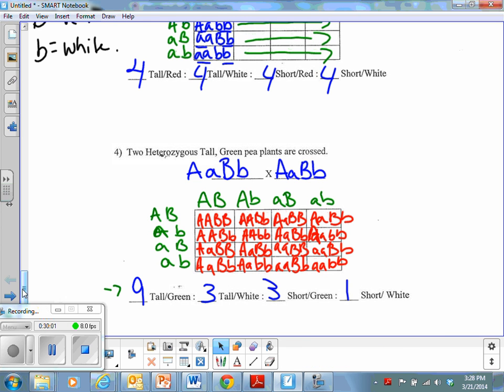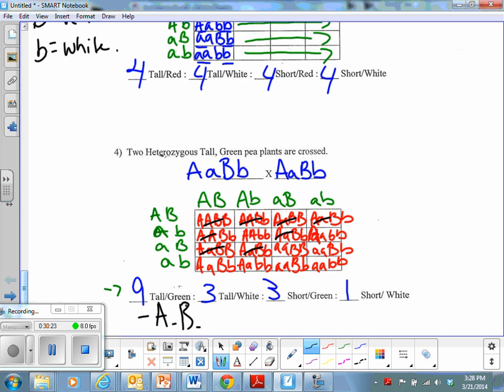Okie doke. Now let's go back and double check that I got this 9, 3, 3, 1 ratio. So for tall and green, remember I need at least one big A and one big B. At least one. So there's 1, 2, 3, 4, 5, 6, 7, 8, 9, and that's it. So I was good there.